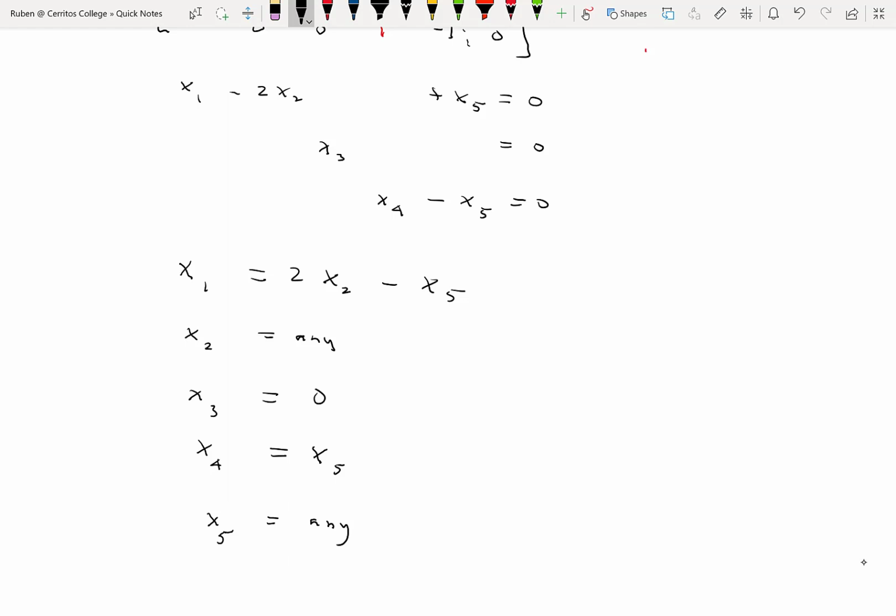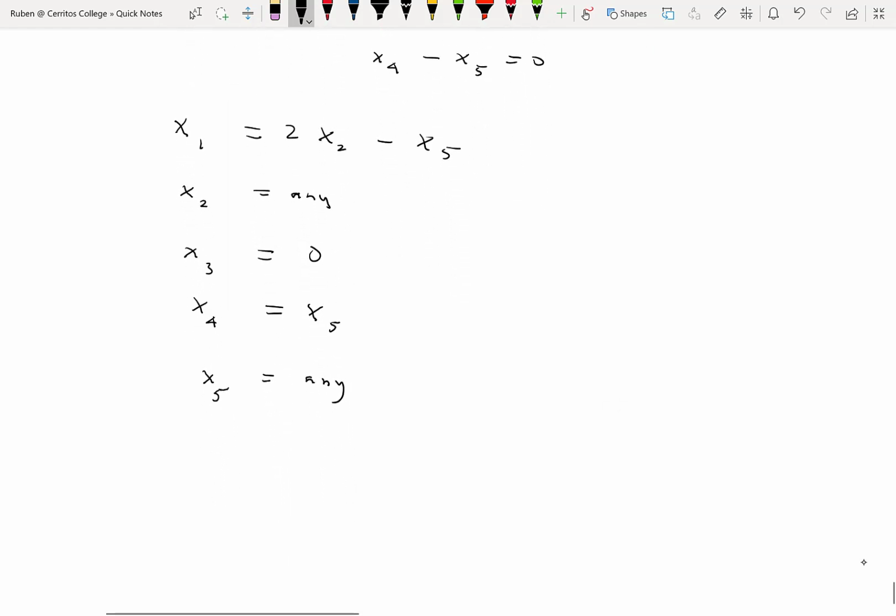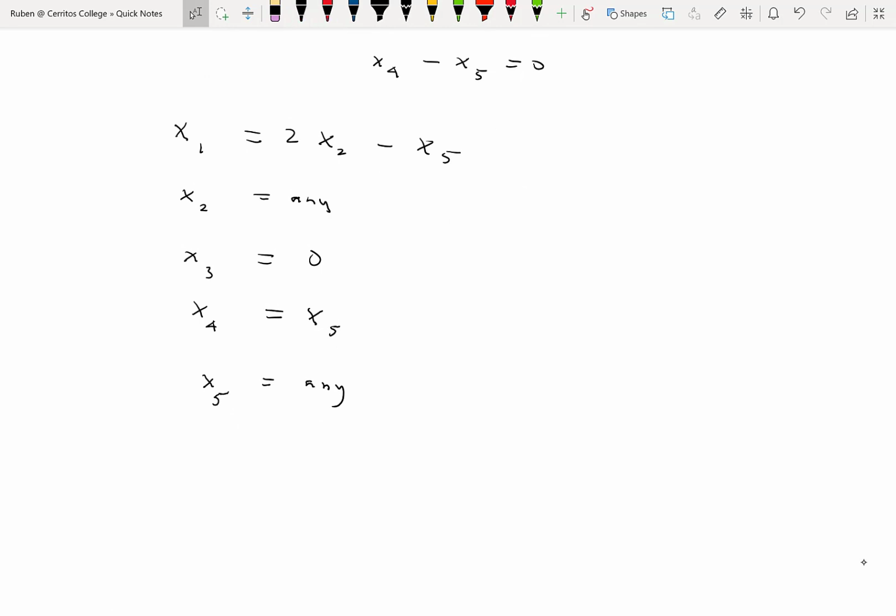Okay, and I want to make sure you understand that this represents an infinite number of solutions. So let's just look at a specific solution. Let's pick a specific solution other than the trivial solution, where they're all zeros. Let's pick a specific non-trivial solution.